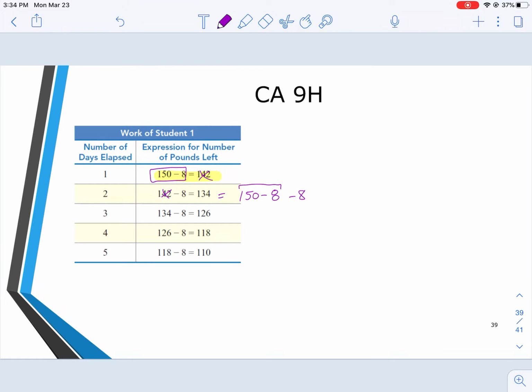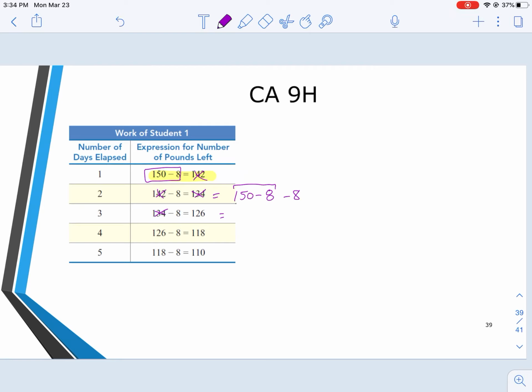Now, I'm going to challenge you to do the next line. In the next line, you can't use 142 or 134. And hopefully they see, okay, well, I know that this is 134, so I'm going to do 150 minus 8, and then I'm going to subtract another 8.